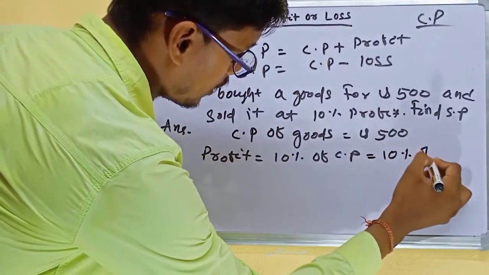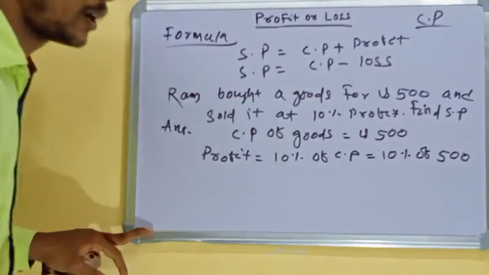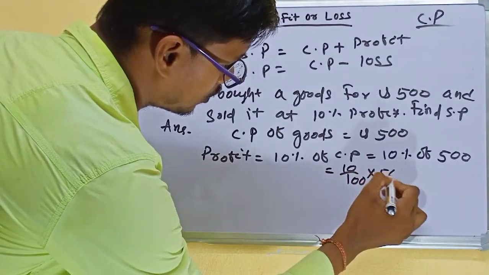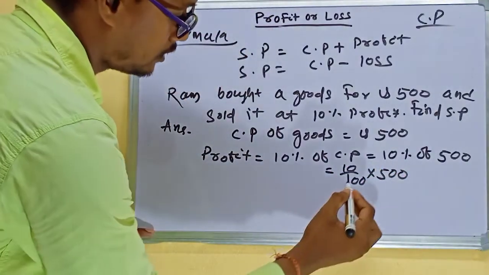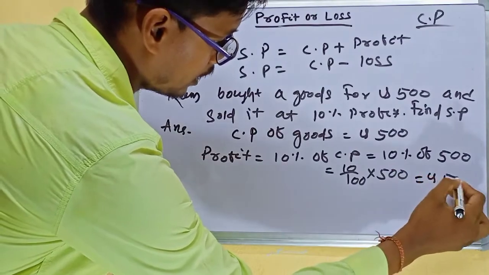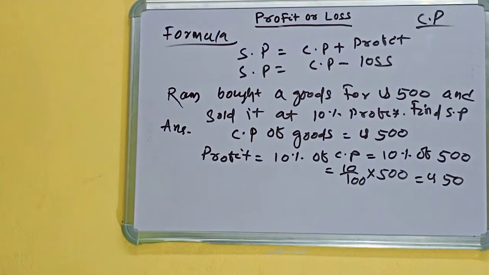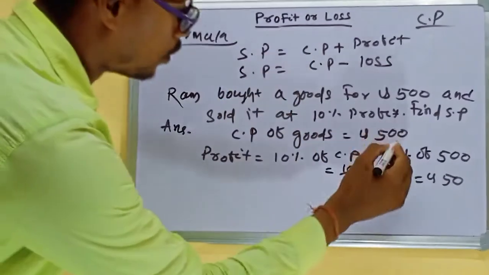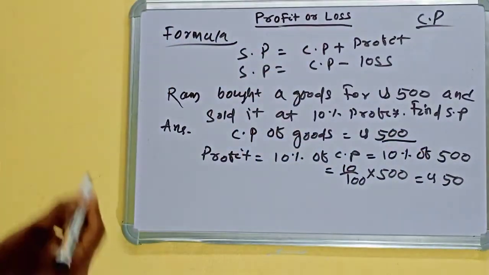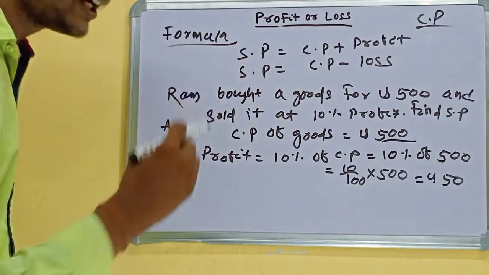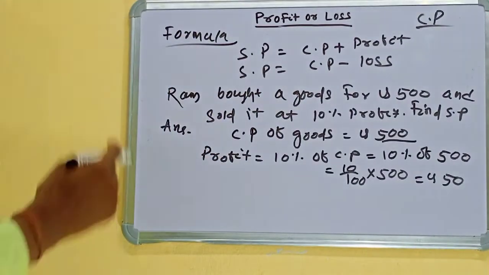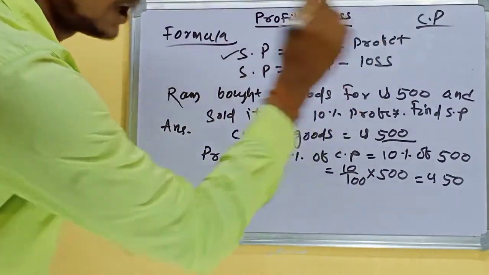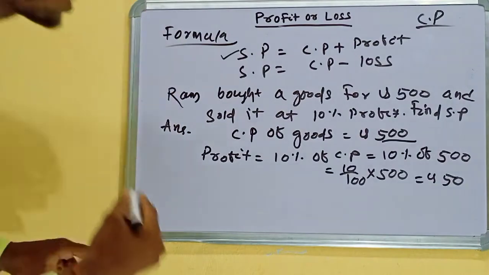10% of 500 is equal to 10 by 100 into 500, which is rupees 50. Here the profit is rupees 50 and the CP of goods is 500. Then how to find the selling price of goods? Here we use this formula: SP is equal to CP plus profit.